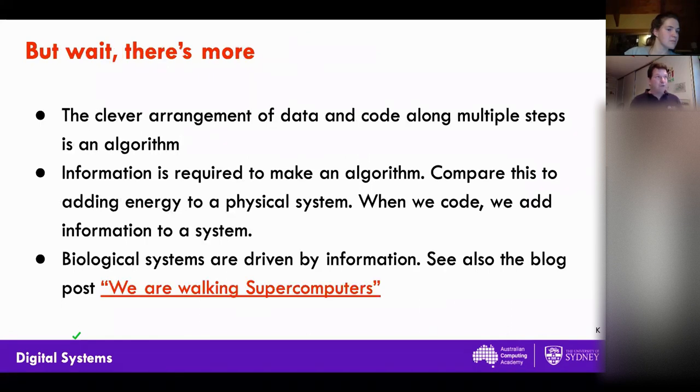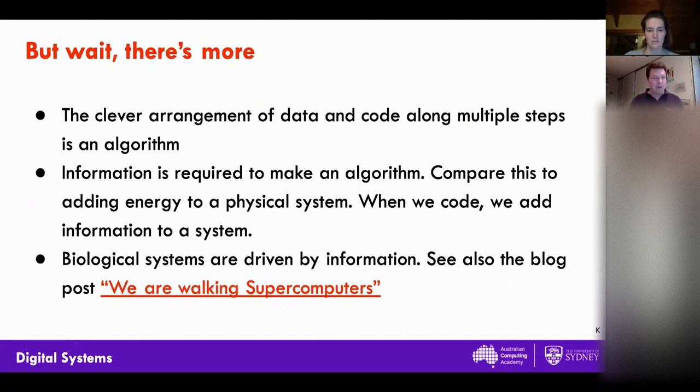Okay. Now, if you're impressed now, maybe you are, maybe you aren't, think about that further. The clever arrangement of data and code along multiple steps is actually an algorithm. Because the algorithm does something to data, and you're all aware of algorithms. Now, there's information required to make an algorithm. So when we code, we actually add information to a system. And compare this to you filling up your car with petrol, there you're adding energy to a system so that your car can run. But when we code, we add information to a system. We are information makers in that sense.